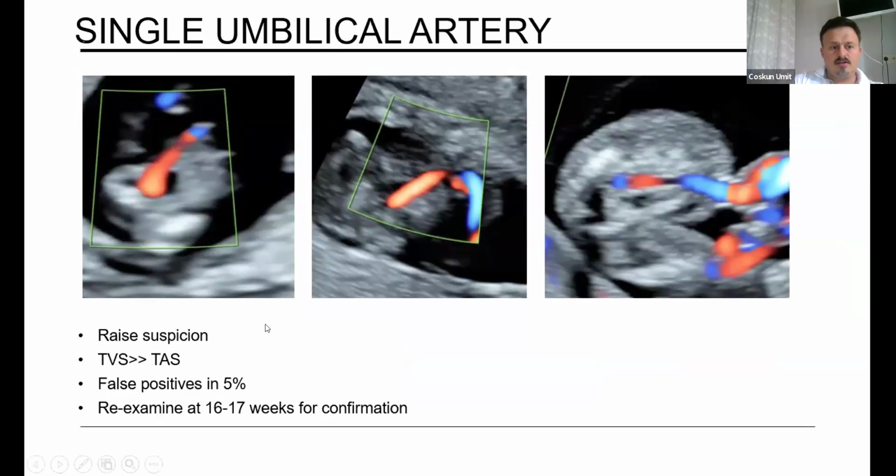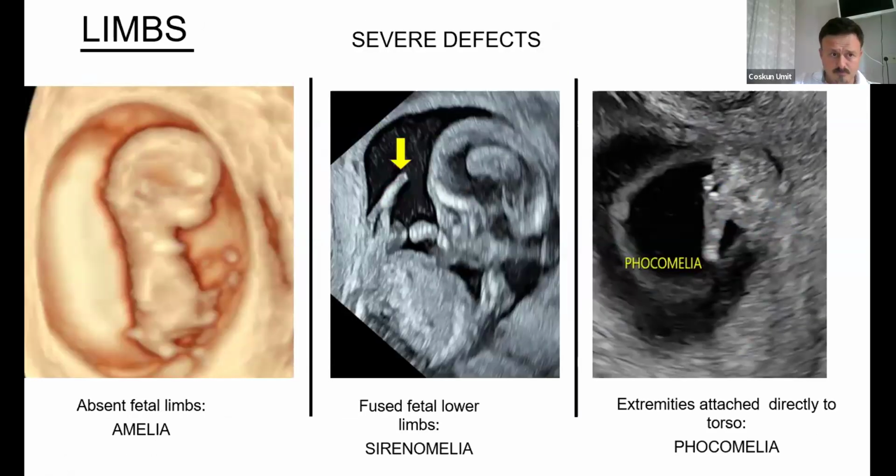Here is the single umbilical artery. It's very important, but sometimes we should be careful because of false positives in the 5th percentile, and re-examine the patient at 16 weeks for confirmation. Limbs are very important. Especially, this is a poor fetus with absent fetal limbs, Amelia. And this is fused lower limbs. This is a Sirenomelia, mermaid fetus.